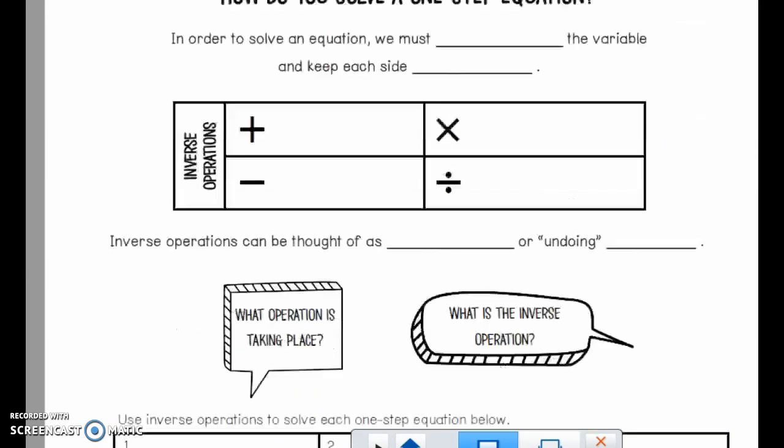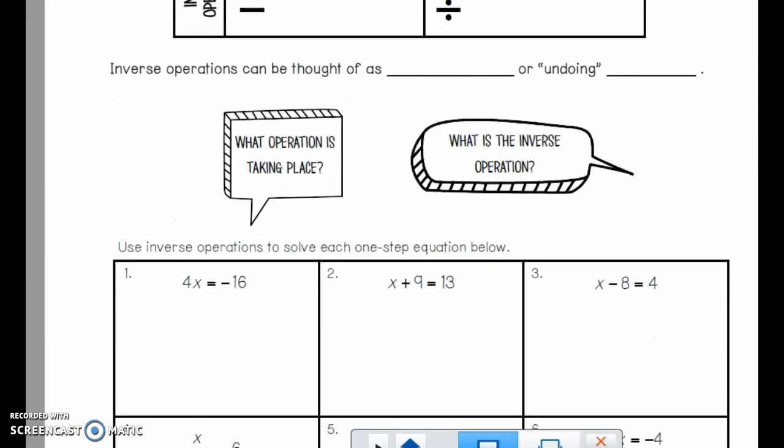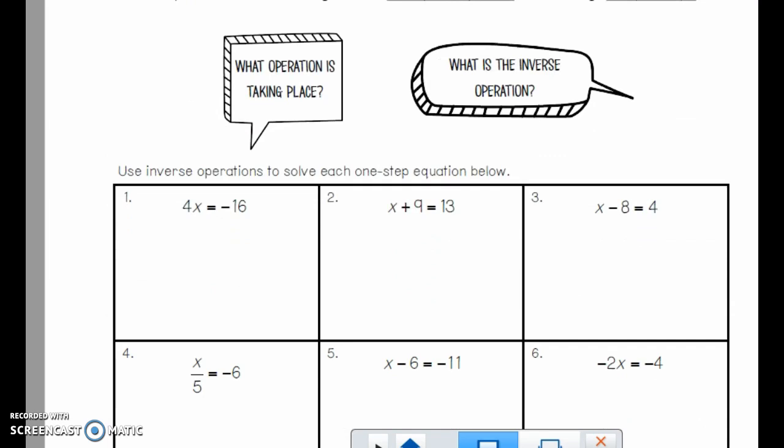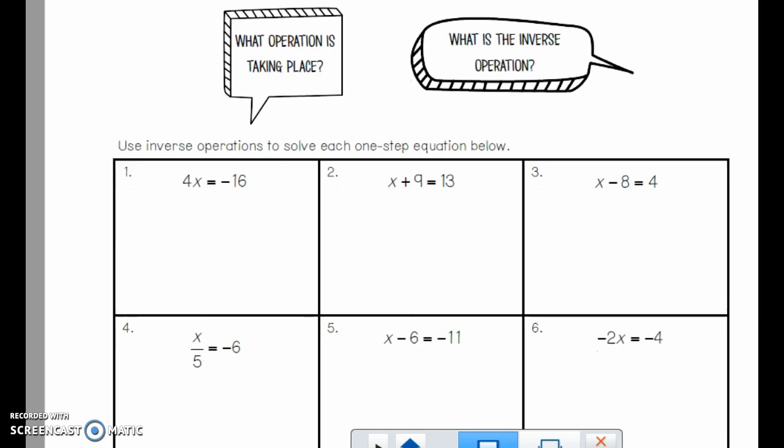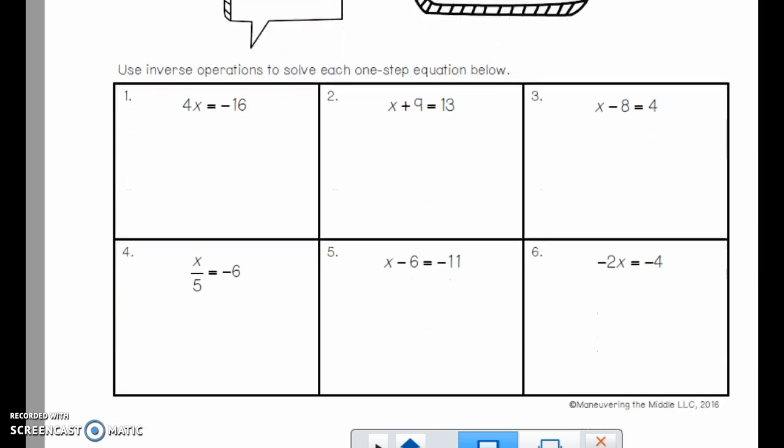And now we're going to try some problems. But do you see these two little captions here? It says what operation is taking place. Every single time you see an algebraic problem, I want you to ask yourself that. What operation is taking place? And then say, what's the inverse operation? Or you'll hear Mrs. Pearson and I say, what's the opposite? What do we have to do to undo this? So that's what we're going to practice right now. You probably know how to do most of these already. Just remember, we also have to remember our integer rules.